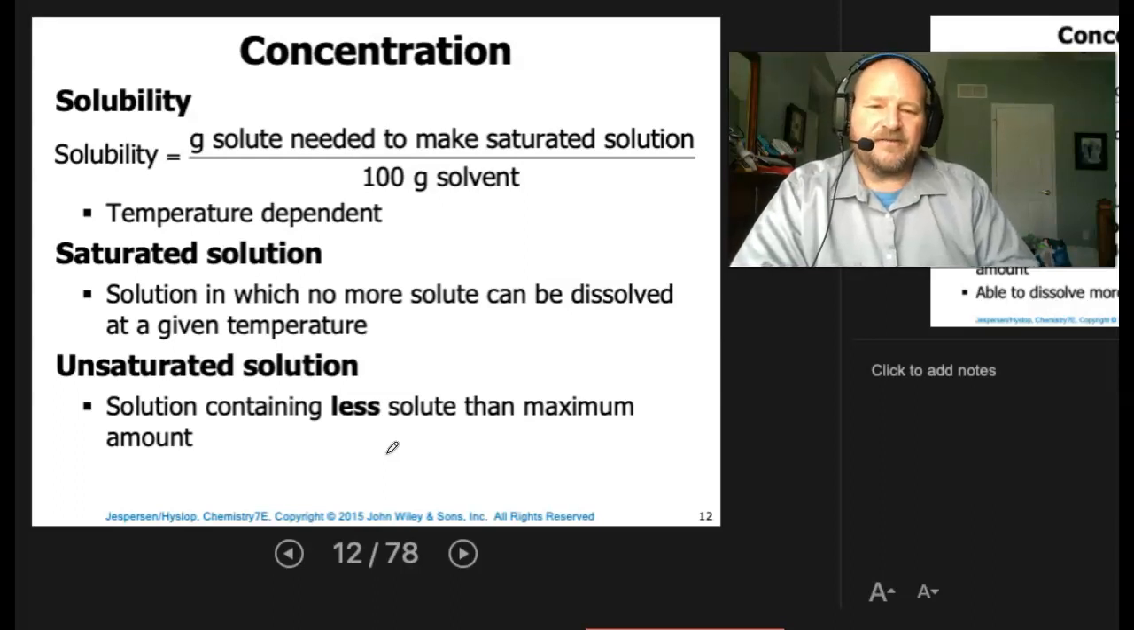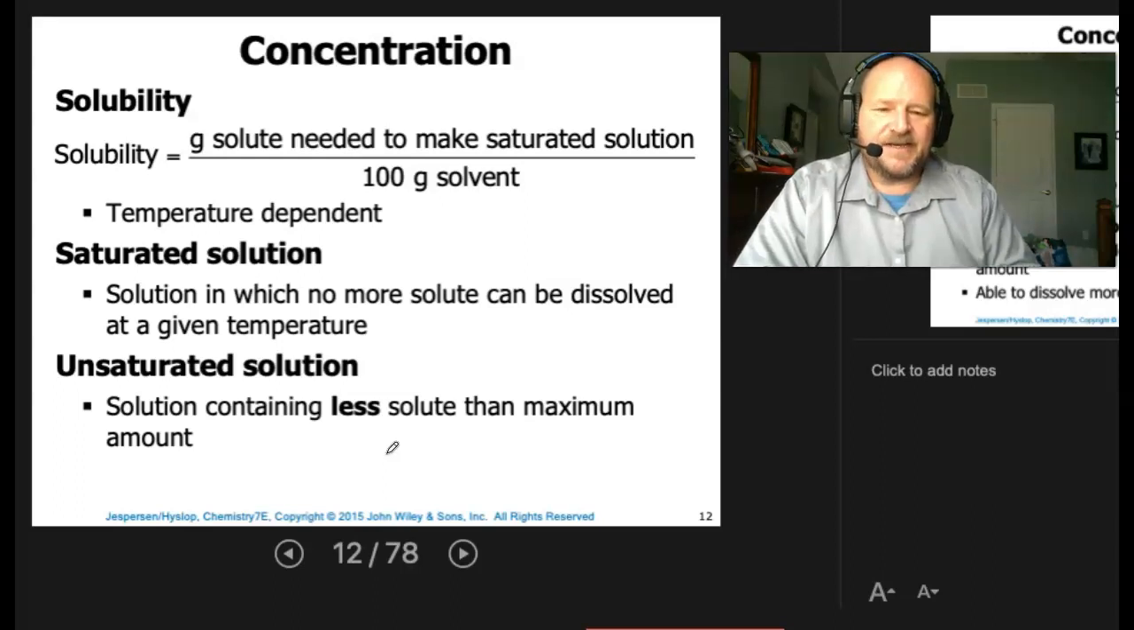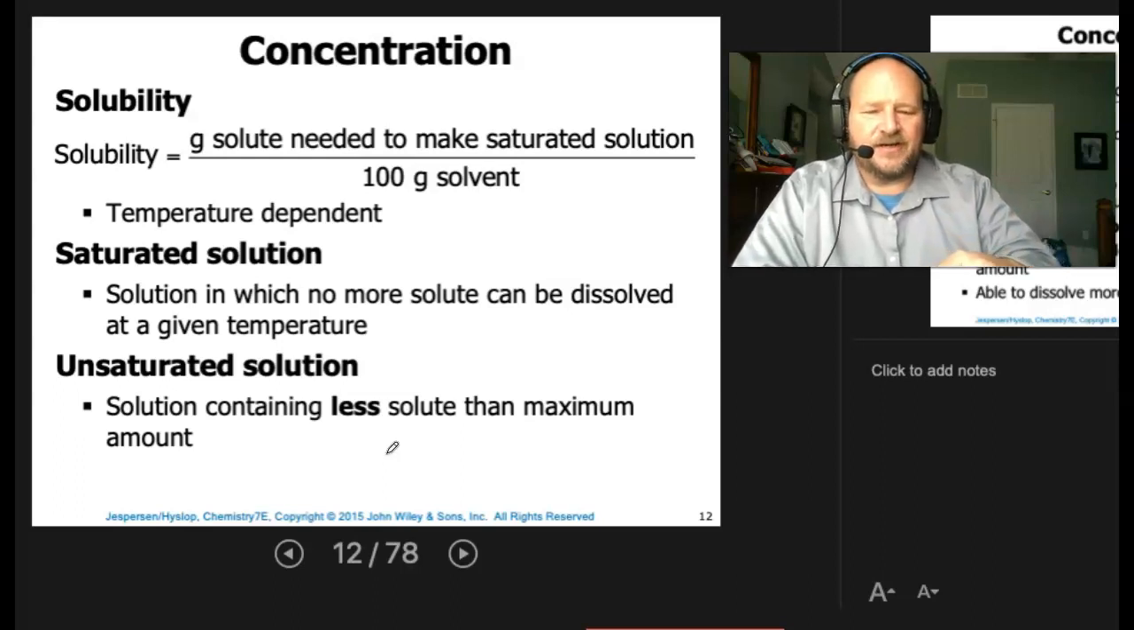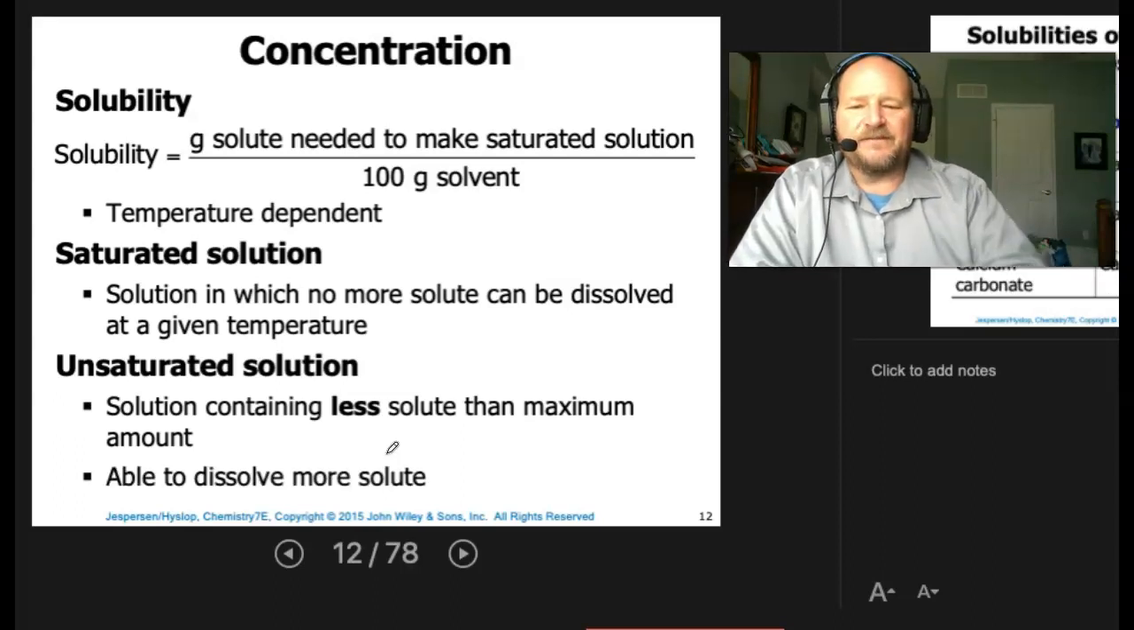So again, you start at the restaurant with that glass of unsweetened iced tea, and now they bring you the sweetener, and you only add half a bag of sugar in, and you can watch it all dissolve. And that means you've got an unsaturated solution. It's able to dissolve more solute.